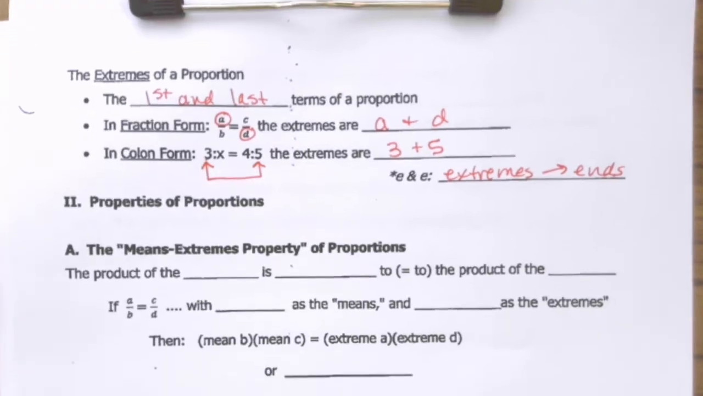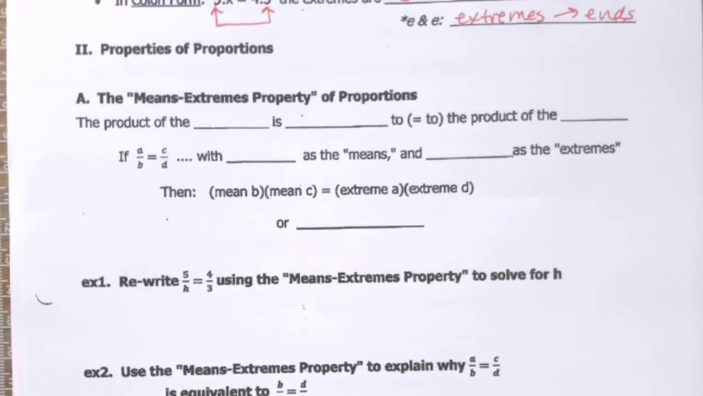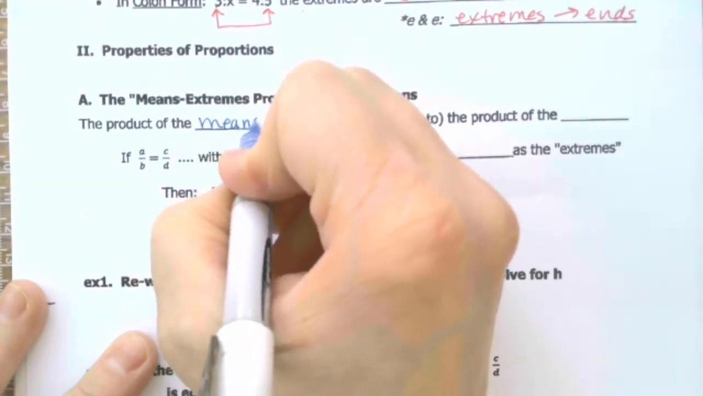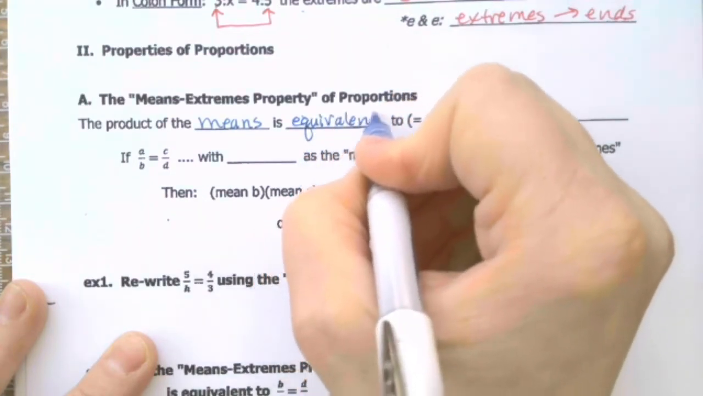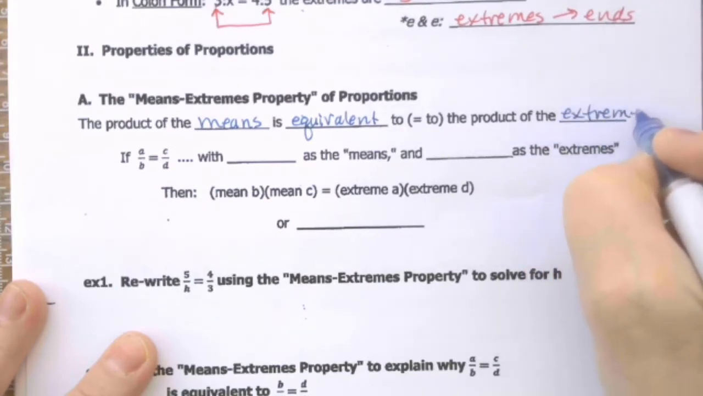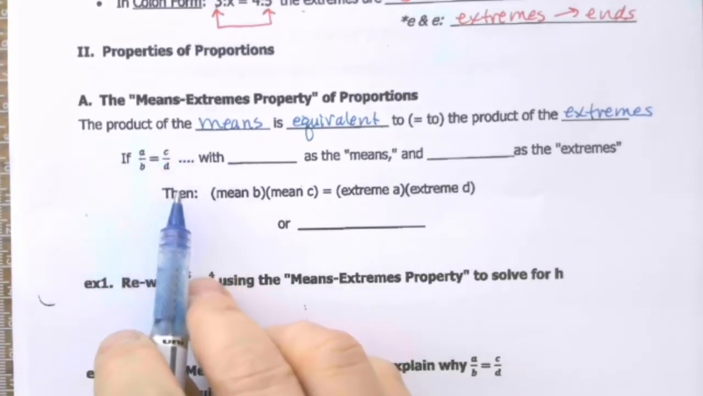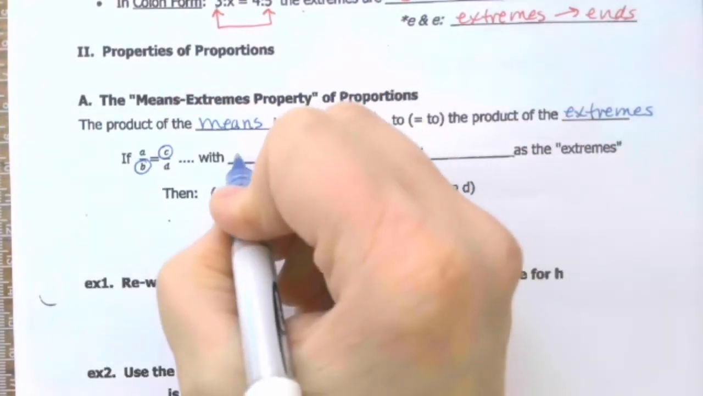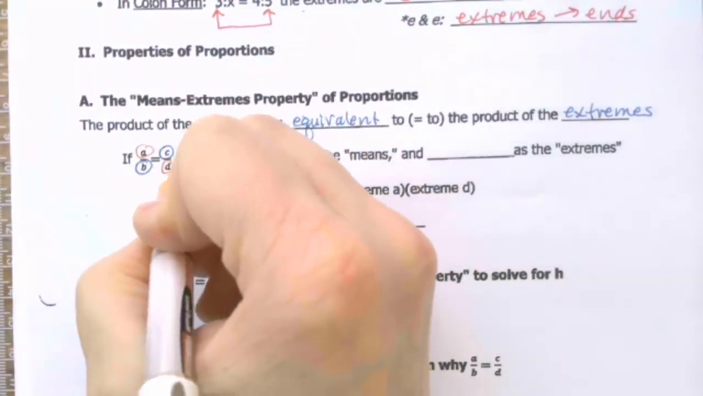All right, Roman numeral 2, properties of proportions. Let's start with the means extremes property of proportions. This property says the product of the means is equivalent to, and equivalent means equal to, the product of the extremes. So looking at the proportion A over B equals C over D, the means, or the middle two terms, are B and C. And the extremes are the ends, A and D.